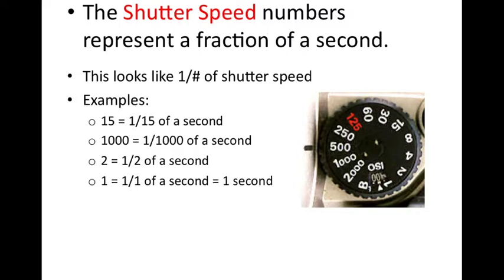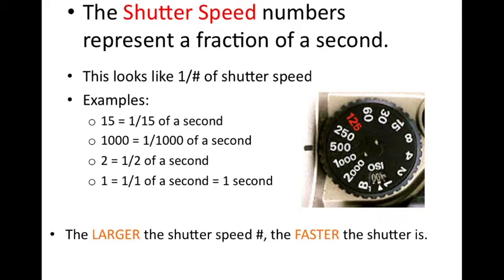The shutter speed numbers represent a fraction of a second. This looks like 1 over the number of shutter speed. Some examples: 15 equals 1 over 15, so 1/15th of a second. 1000 equals 1 over 1000, so 1/1000th of a second. 2 is 1 over 2, so that would be half of a second. And 1 is 1 over 1, equaling 1 second.